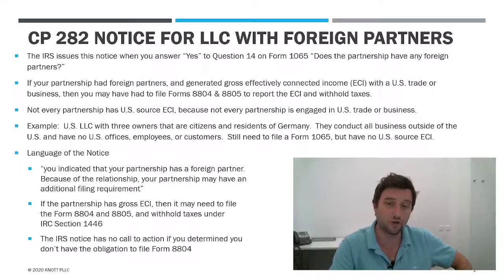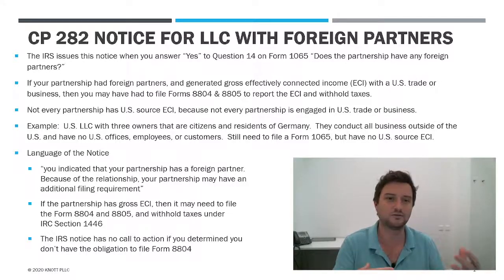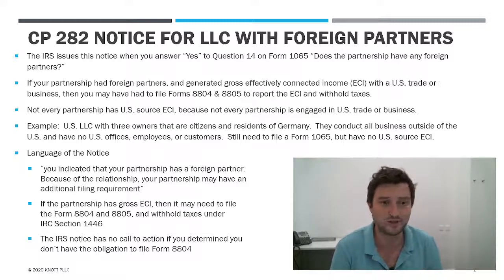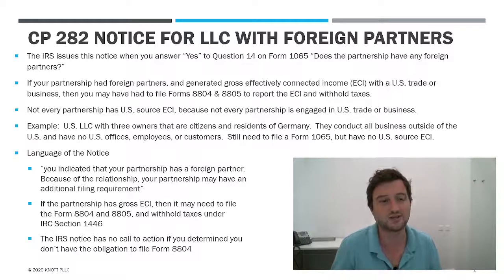But if you're not engaged in U.S. trade or business and you have no U.S. gross ECI, then you don't have to file the forms. You can just ignore it. But the takeaway is make sure you get it right. Look at your partnership activity, look at the activity of the partners. Is their activity creating U.S. trade or business? So if, like these German guys, they were flying to the U.S. to conduct business, their activities as partners on behalf of the partnership could create a U.S. TOB and some ECI issues.